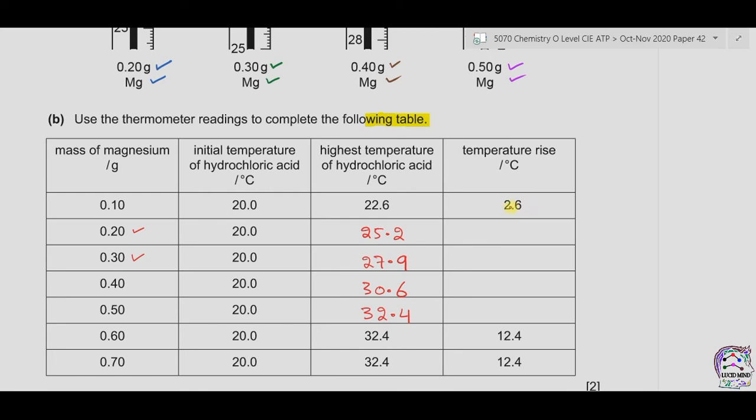Now we can find the temperature rise by subtracting the initial temperature from the highest temperature. So 22.6 minus 20.0 comes 2.6. Similarly, 25.2 minus 20.0 comes 5.2. 27.9 minus 20.0 is 7.9. 30.6 minus 20.0 is 10.6. 32.4 minus 20.0 is 12.4.